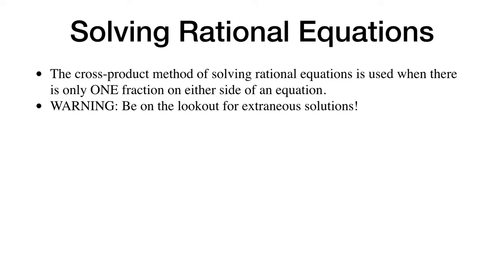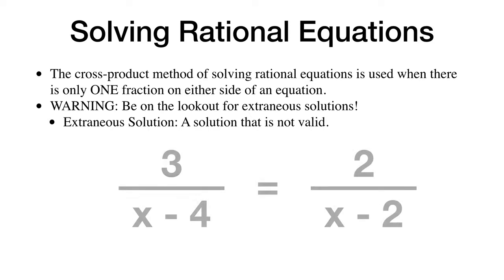Warning, warning, warning. Be on the lookout for what we call extraneous solutions. Extraneous solutions are just solutions that aren't valid. So remember how we've been finding all those zeros in the denominator? If one of those zeros in the denominator is the answer we get at the end, that means our answer was extraneous. So here's an example of how we solve these.